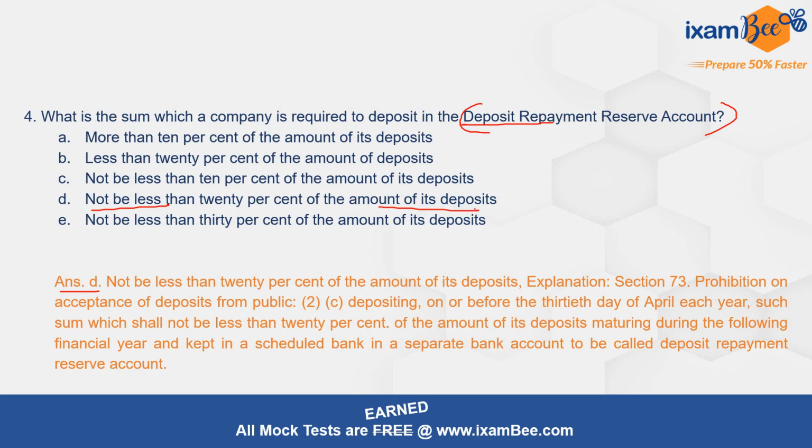So whatever amount of deposits is there with respect to the particular company, 20% of that has to be deposited in this particular account. Section 73 again इसके बारे में बात करता है. The company will be depositing on or before the 30th day of April each year a sum which shall not be less than 20% of the amount of deposits that will be maturing, okay, during the financial year, and it has to be kept in a scheduled bank in separate bank account called the deposit repayment reserve account.